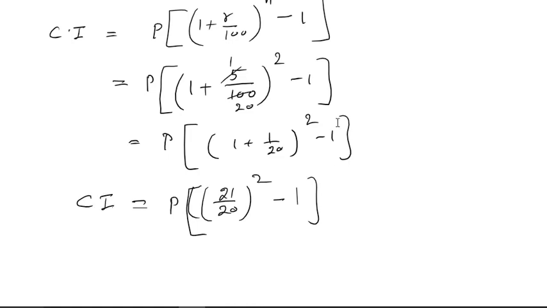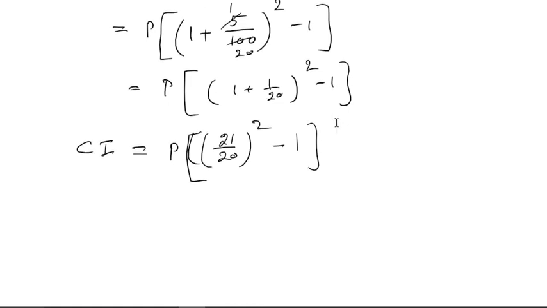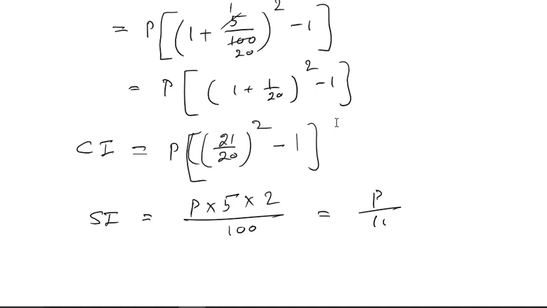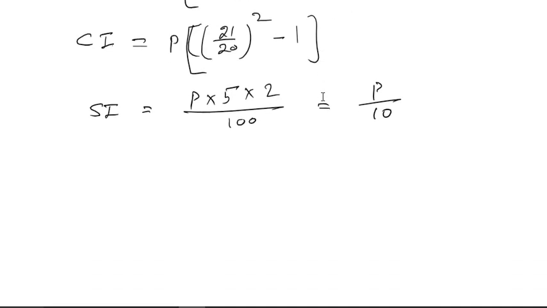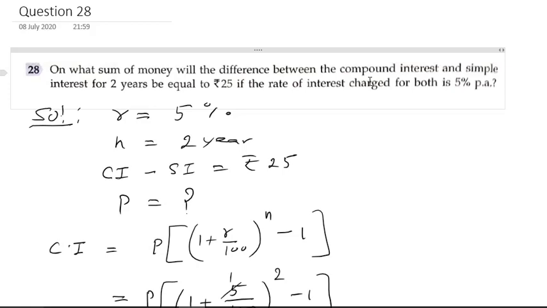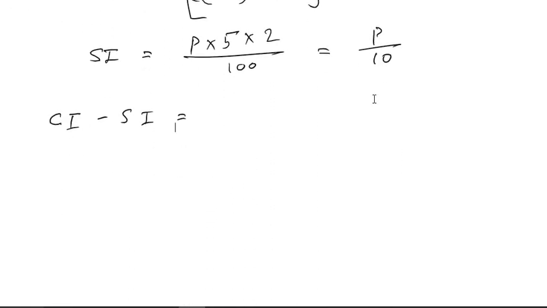And simple interest for 2 years: the formula for simple interest is P into R into T divided by 100. So 5 2s are 10, so I will say that this is P upon 10. Now what is given? It is given that compound interest minus simple interest is equal to rupees 25. So the difference is rupees 25.